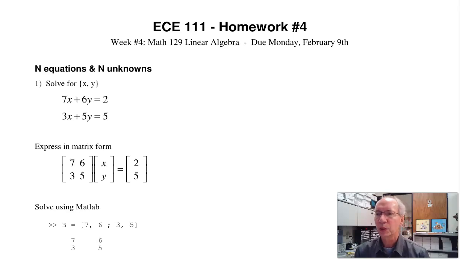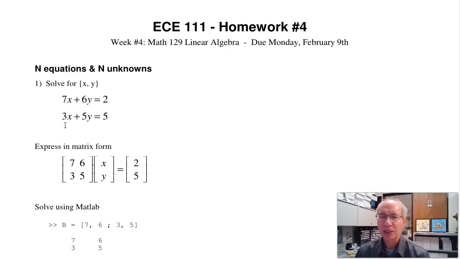Here are solutions to homework set number 4 for ECE 111. This homework set looks at using Matlab to solve problems that you encounter when you take linear algebra, specifically how to solve n equations, n unknowns, and curve fitting. So the first problem is that I have two equations, two unknowns, solved using Matlab.